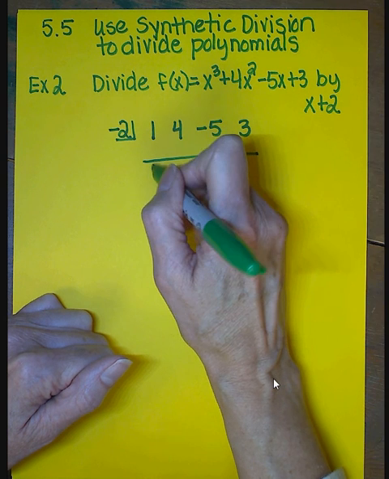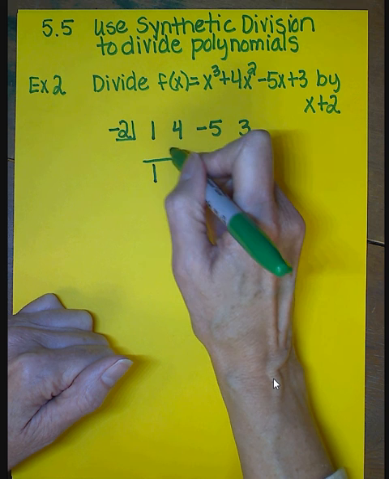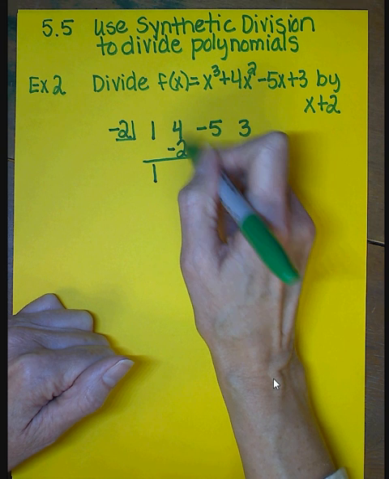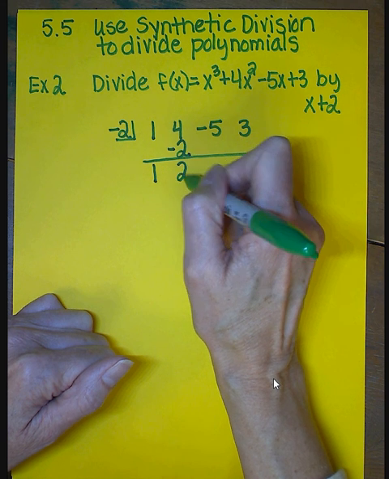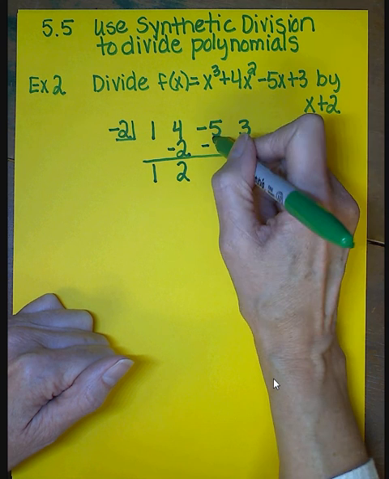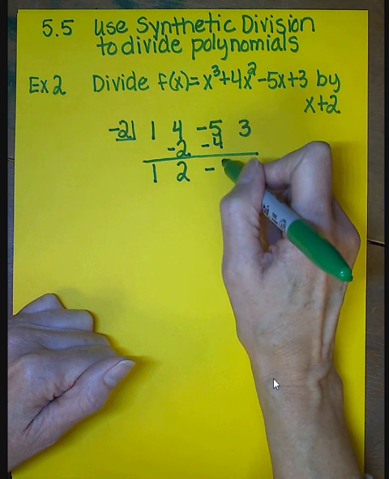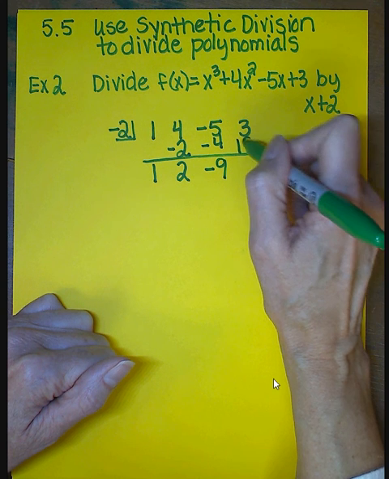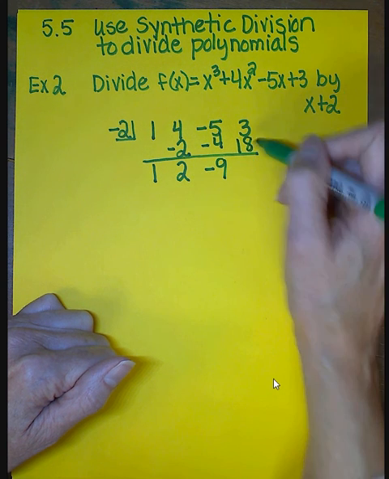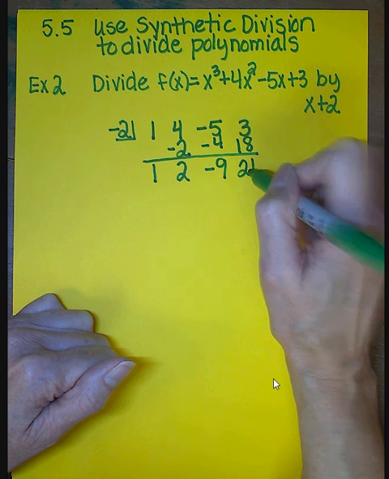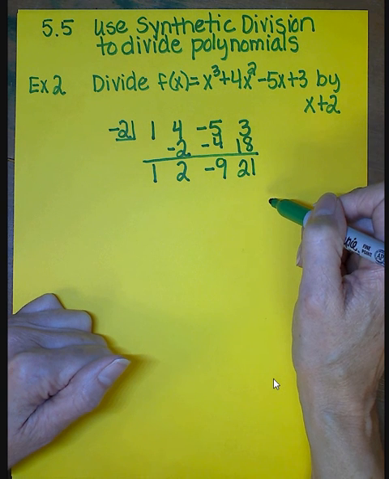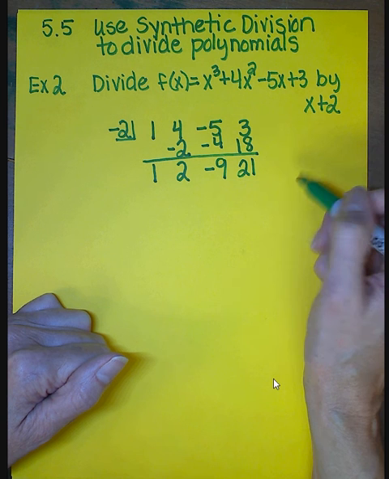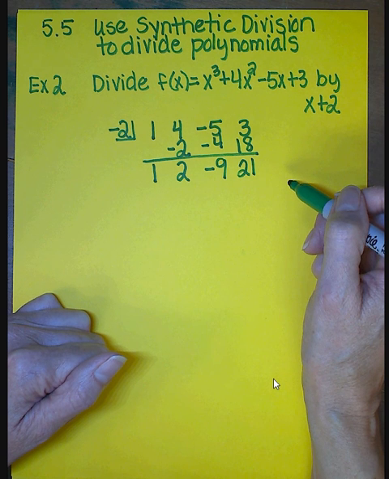Everything else is going to be the same on this part. I'm going to bring down my 1, and then I'm going to multiply, then add, multiply again, add. Negative 2 times negative 9 is positive 18, and add these two together. And now this time, this number at the end is my remainder. If I get a 0 at the end, then I know it went in evenly.